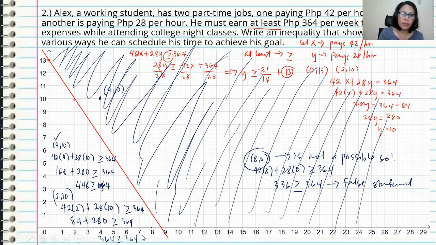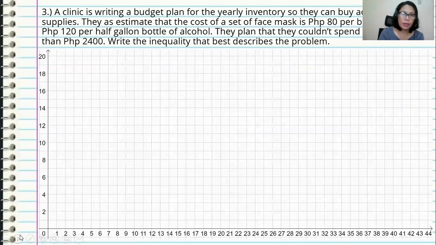Okay, next. So a clinic is writing a budget plan for the yearly inventory so they can buy additional supplies. They estimate that the cost of a set of face masks is 80 pesos per box and 120 for a half gallon bottle of alcohol. And they plan that they couldn't spend more than 2,400. So write the inequality that best describes the problem.